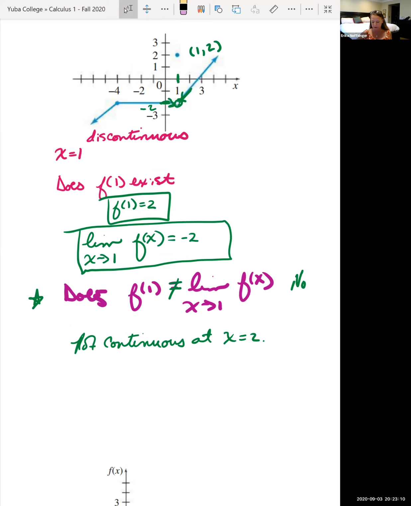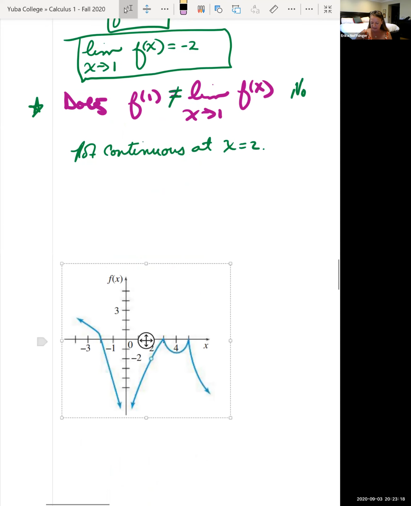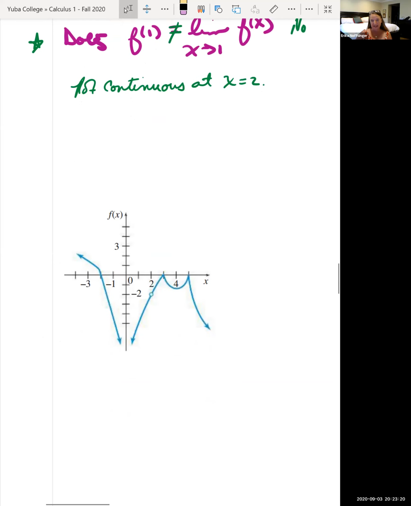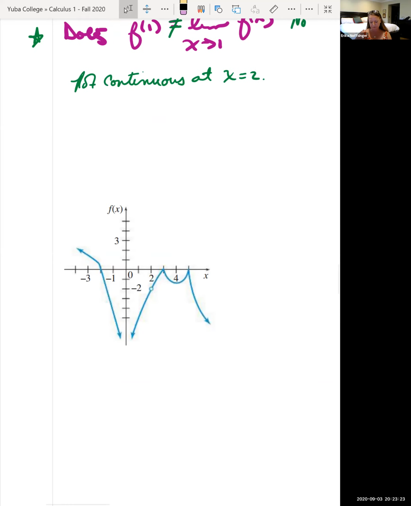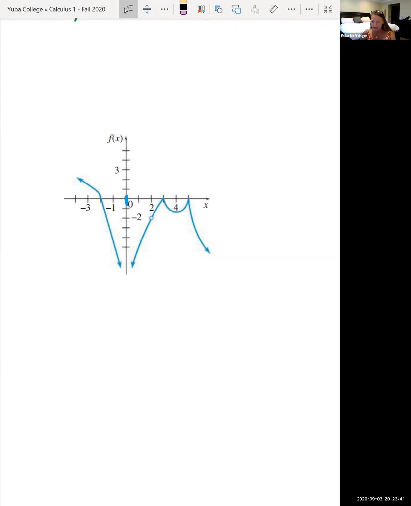Okay, so one more graph. Where, if any, would you say that this is discontinuous? At 0. Okay, so x equals 0. So first question then is, does f of 0 exist?